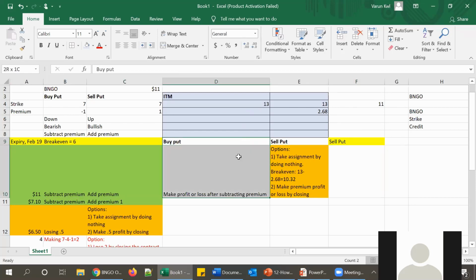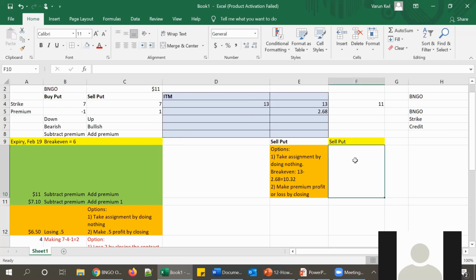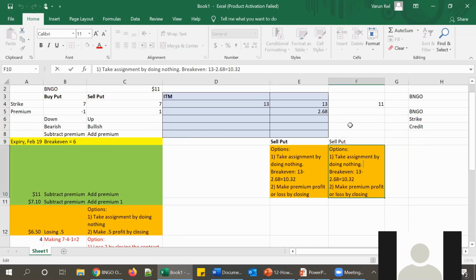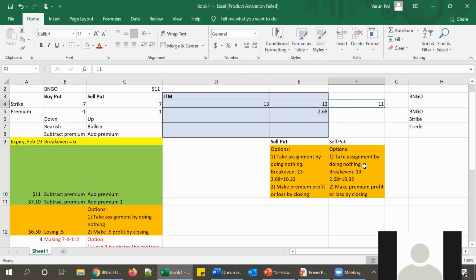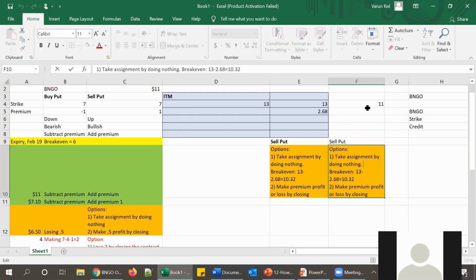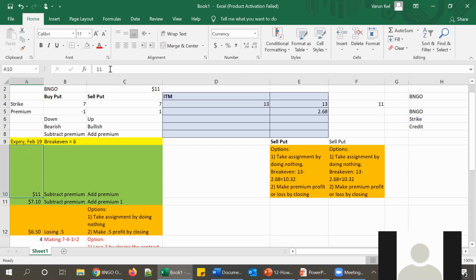Let me not keep this. This is confusing now over here. We'll focus on sell put. Again, we have the same options. Only thing is here, it is fine actually.